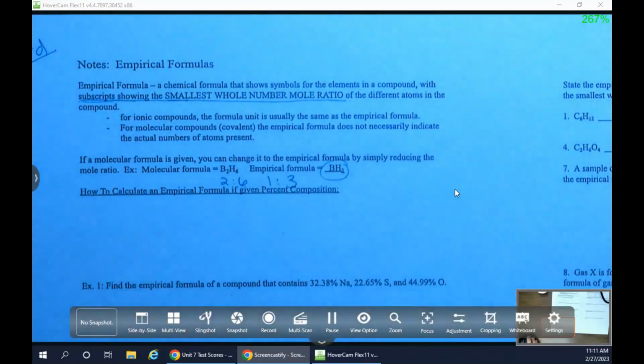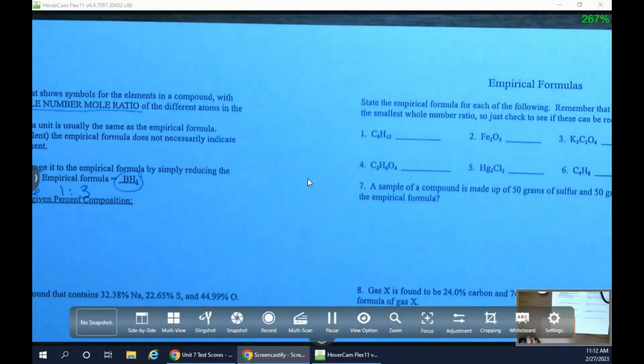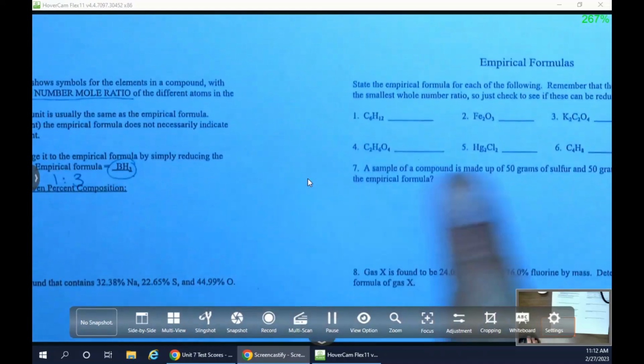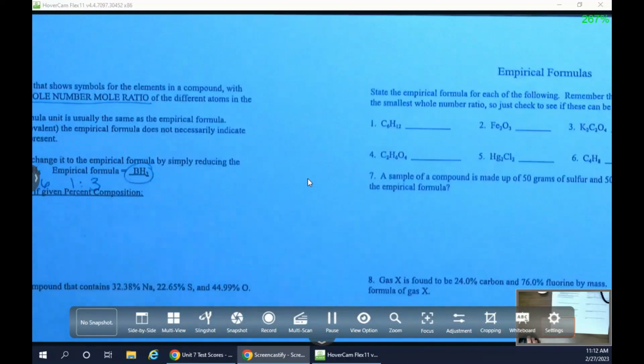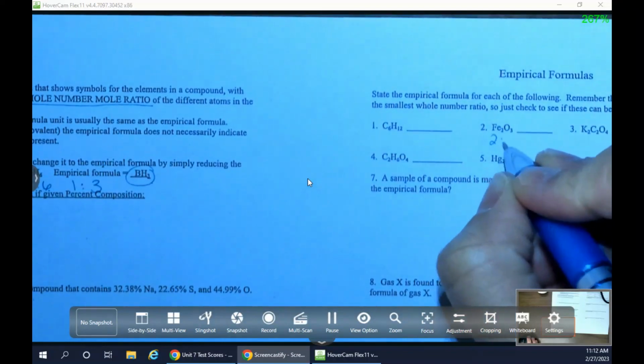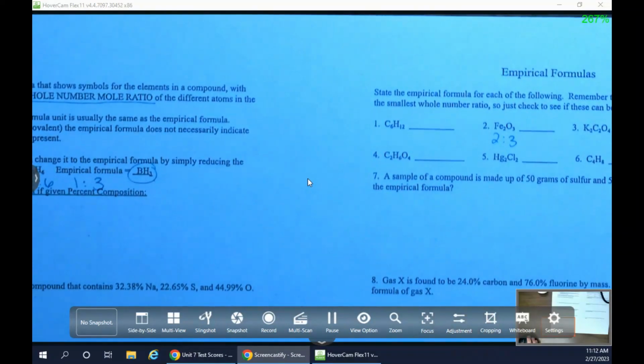All right? Okay, so once again, this is a molecular formula. Empirical is like the simplified version of it, all right? And it's really, really big for our molecular compounds, okay? So if we have an example like this over here, so you're looking off to the right on your paper, and I see Fe2O3, right? So if we have a 2 to 3 ratio, what can you tell me? Is that the molecular or the empirical?